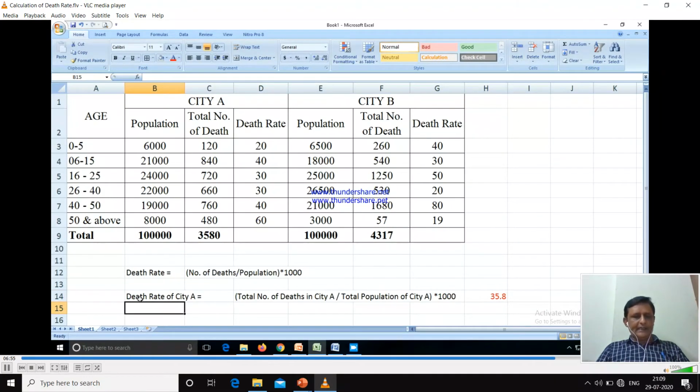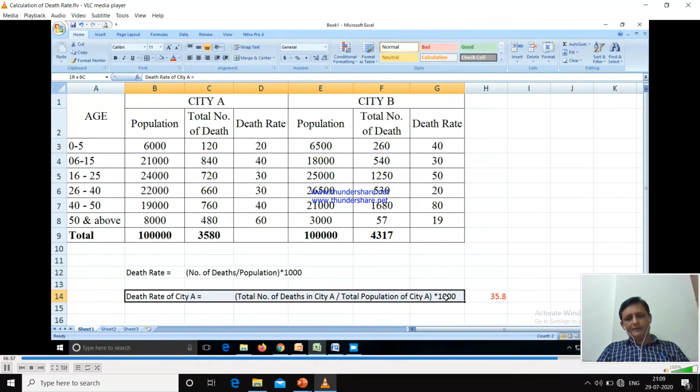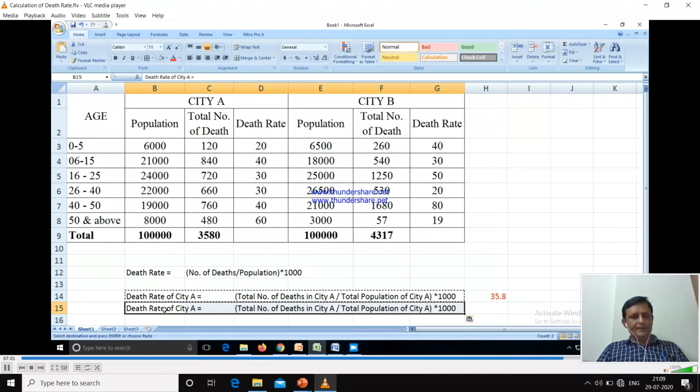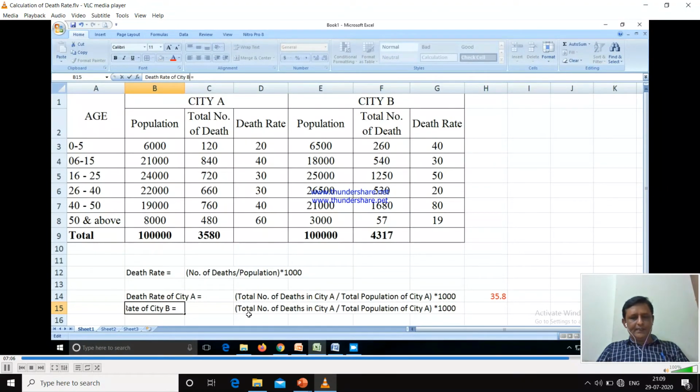Let me highlight it and go for the same calculation for city B. Here, let me paste it first and then change city A to B.